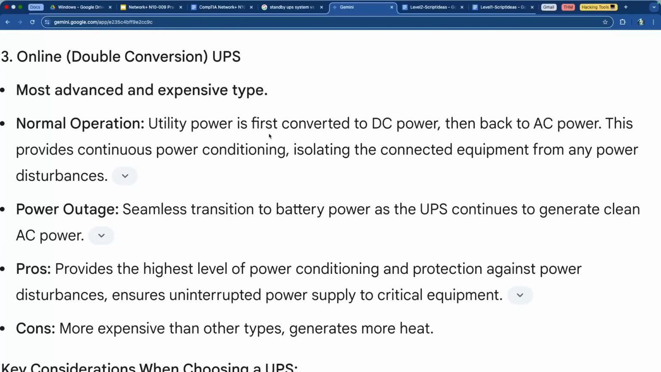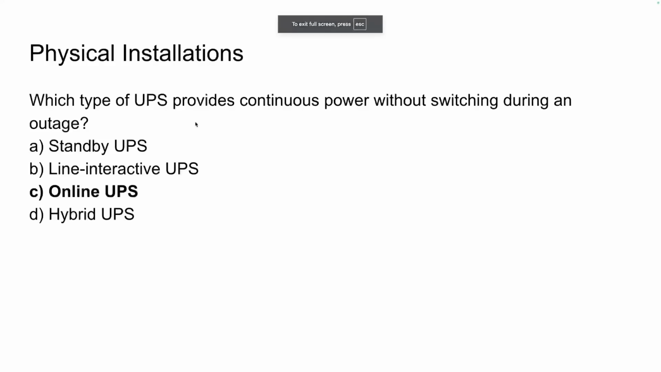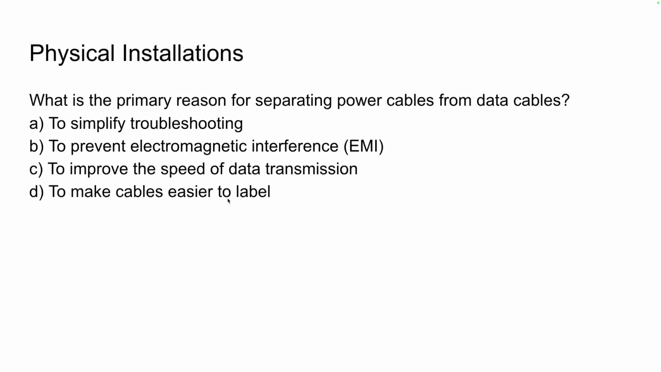So now, knowing this, if we go back to our practice question, the question says, which type of UPS provides continuous power without switching during an outage? And so both of these, the standby and the line interactive, actually switch during the power outage. This is continuous power without switching during an outage. So that actually makes sense.